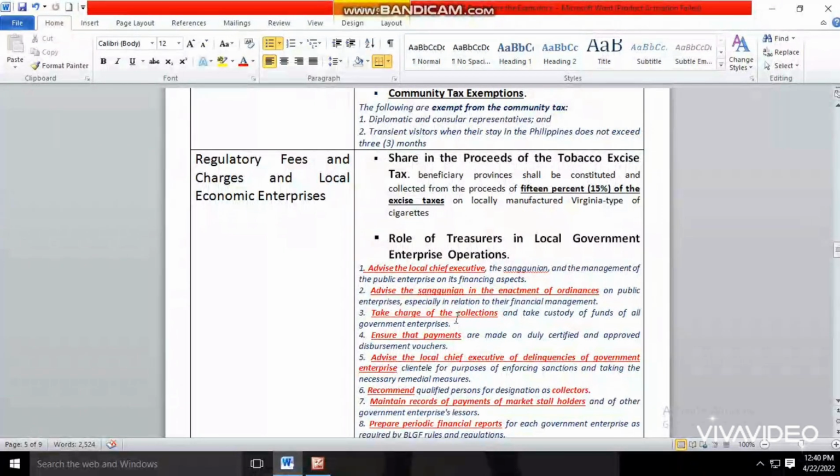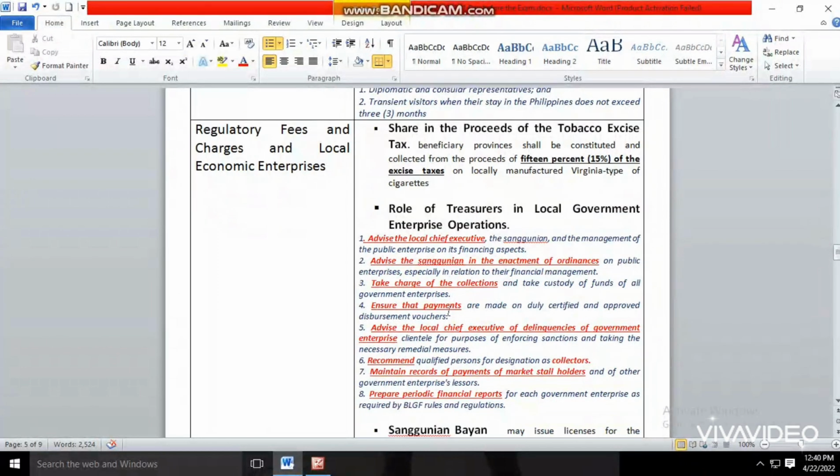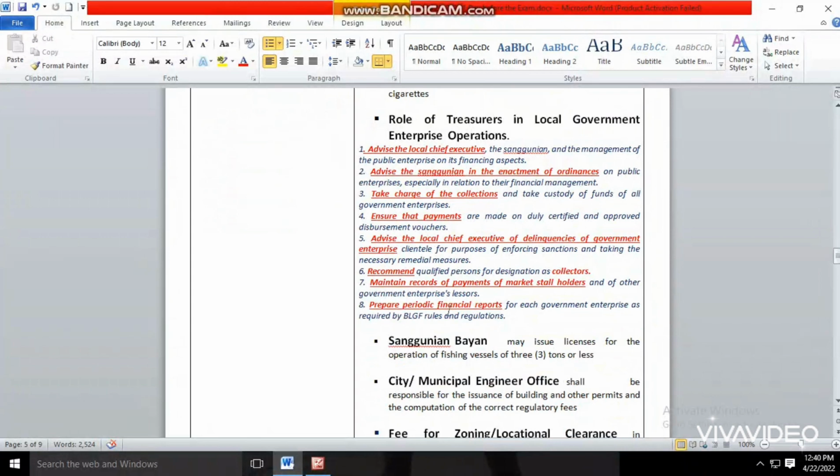And let's talk about the role of the treasurers in the local government enterprises operations. First, advise the local chief executive. Second, advise the sanggunian in the enactment of ordinances. Third, take charge of the collections. Fourth, ensure that payments are made on duly certified and approved disbursement vouchers. Fifth, advise the local chief executive on delinquencies of government enterprise. Recommend collector. Maintain records of payment of market stallholders. And last, you have to prepare a periodic financial report. Those are the 8 roles of the treasurers in the local government enterprise operations.